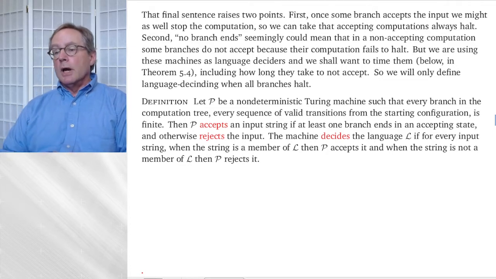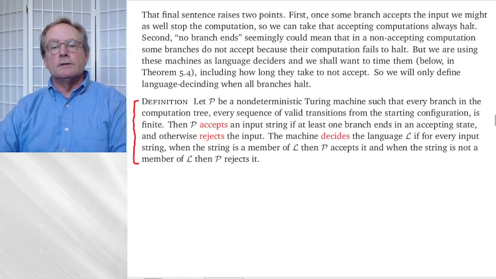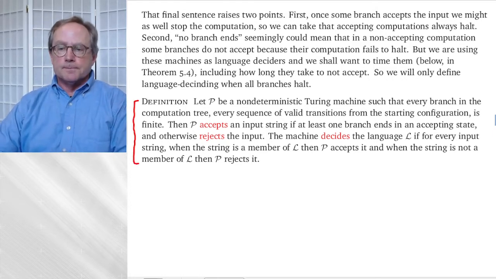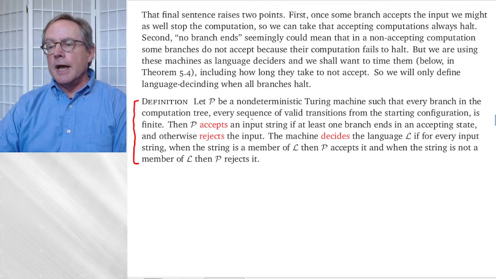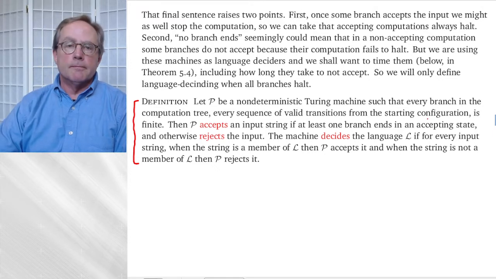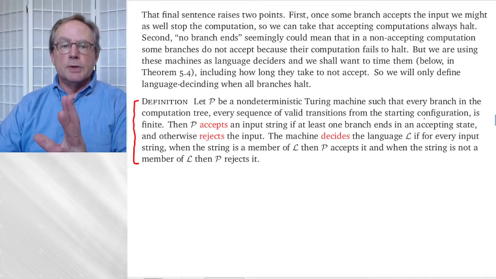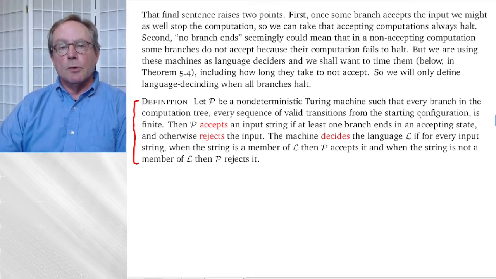Okay, so here we go. Here's the definition finally, after a lot of setup and a lot of thinking about demons and all kinds of stuff. Finally, we get to the definition. Let P be a non-deterministic Turing machine such that every branch of the computation tree, that is to say, I'm defining a branch of the computation tree, every sequence of valid transitions from the starting configuration, we did those setups with yields. Every sequence of valid transitions from the starting configuration is finite. So I can time it.